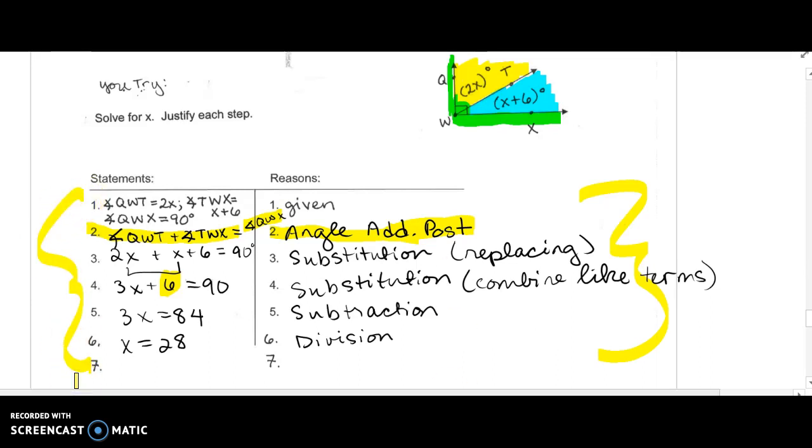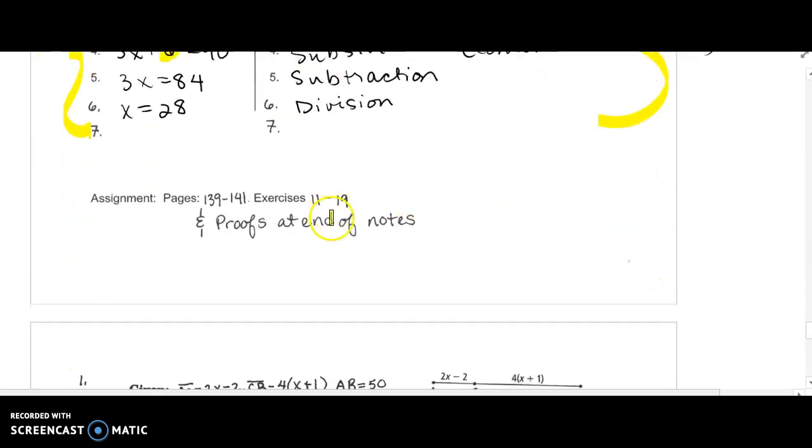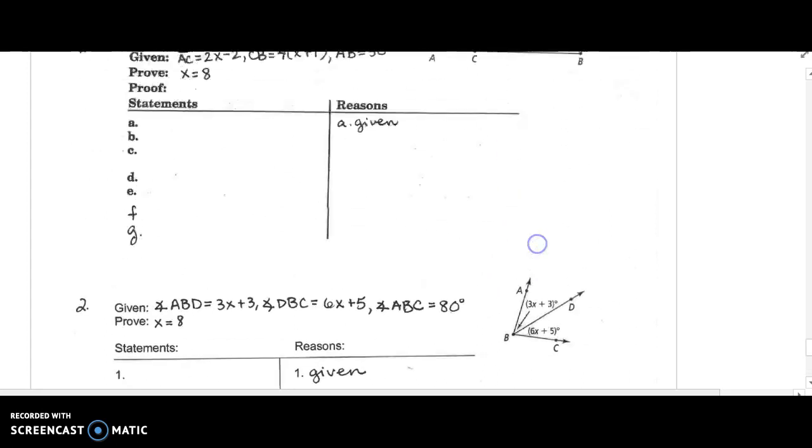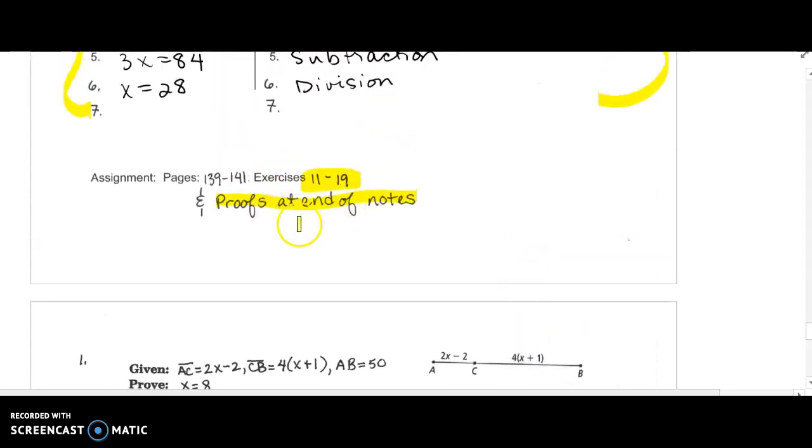Okay, so for your homework, you've got a few problems in the book, and you've also got the proofs at the end of the notes. So you have problems 1, 2, and 3 here at the end of the notes, and then you've got a few problems in the book, and I'll see you on Thursday.